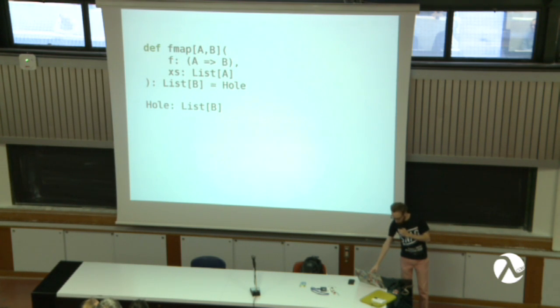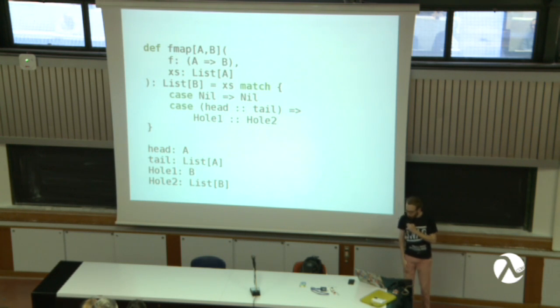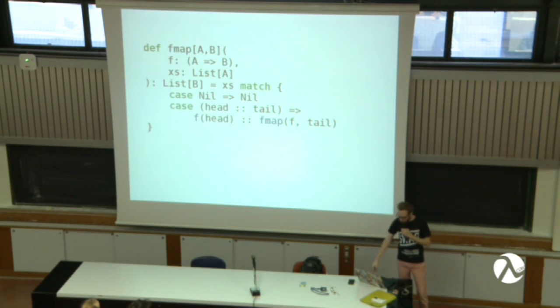We start by having a hole of type list of B. Then we deconstruct. Since we know that every value in the result has to be created from a value in the parameter, we just know that empty list gives us an empty list. Then we deconstruct head and tail, and after just iterating like that, we have our implementation. Once again, it's completely mechanical.